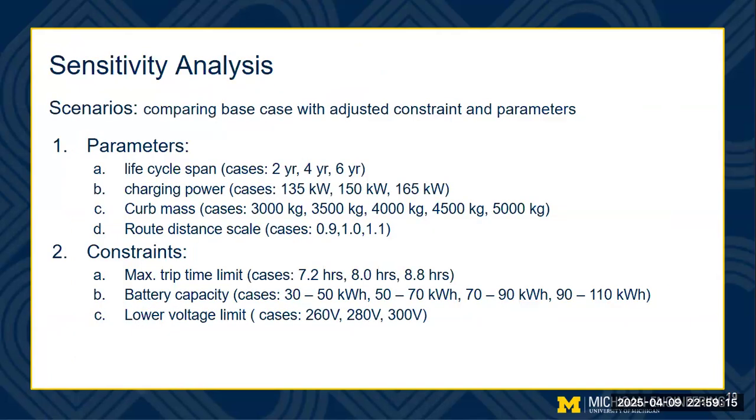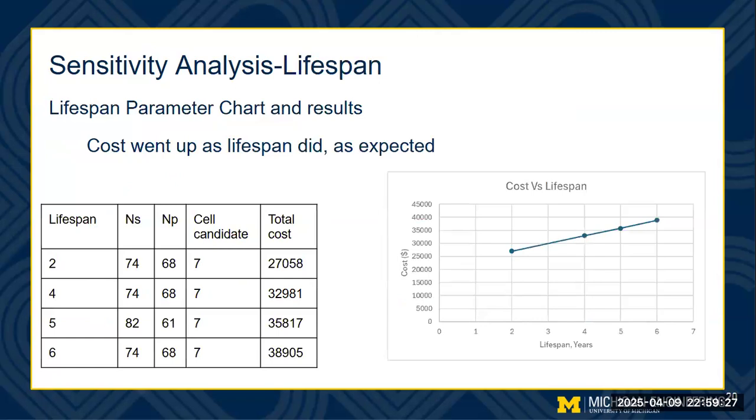So in the sensitivity analysis, we pick 4 different parameters and 3 different constraints, and then analyze how they will influence our optimization. Next slide. So the first one will be the lifespan parameter. The cost will increase as the lifespan increases, as we expected. Next slide.